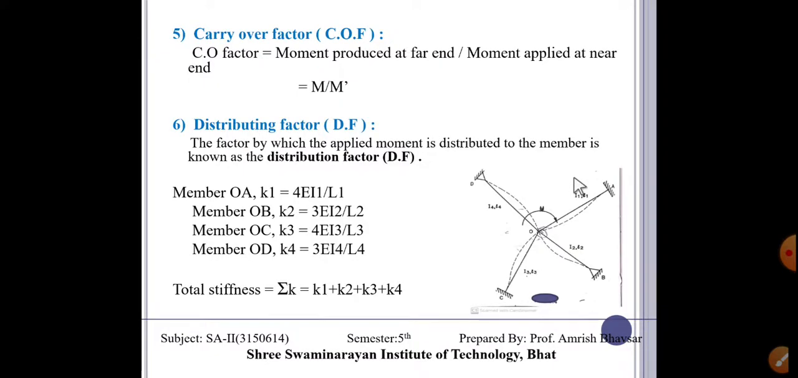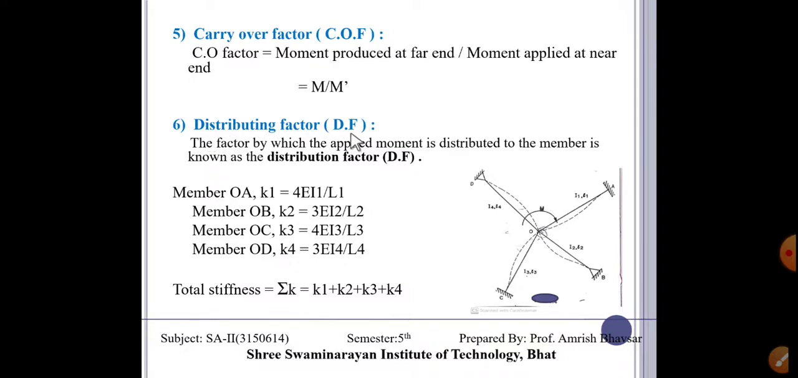Now from that we can find the overall moment at the joint, which is called the carryover factor. For that we have to find the carryover factor, and it is M dash upon M, that we know. For the far end fixed, M is 4EI upon L and M dash is 2EI upon L, which means it is 0.5, and for simply supported it is 0.